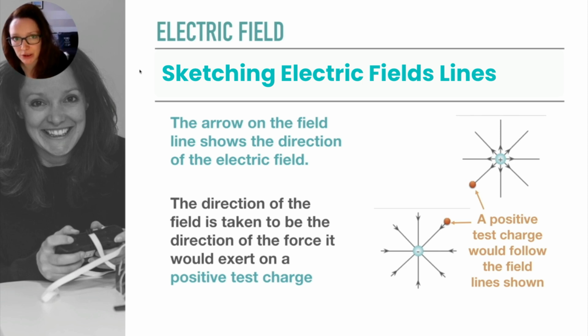In the diagram below, if you look at the negative charge, if we held a positive test charge near to a negative charge, it would very quickly, rapidly move towards the negative charge. So the arrow points towards the negative charge. The direction of the field is taken to be the direction of the force it would exert on a positive test charge. So whenever you're drawing electric field lines, just say to yourself, what would a positive charge do? And just follow your instincts.